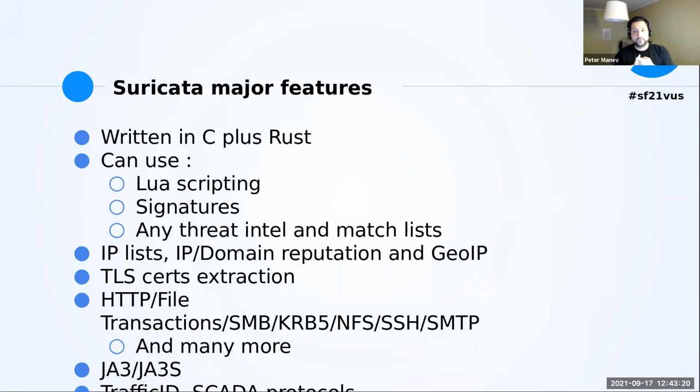Suricata can use Lua scripting, can use signatures to do threat detection, can use, as I mentioned, any threat intel, any match lists that you give it, IP lists, domain reputation. It can extract TLS certificates, whichever one you choose, or all as it sees them. It has many possibilities to do logging, different protocol logging. And it doesn't really matter if it's alerting or not. You can still output the HTTP transaction log, the HTTP protocol logs, the file transaction logs, SMB, Kerberos, SSH, SMTP. It can go on, and many more.